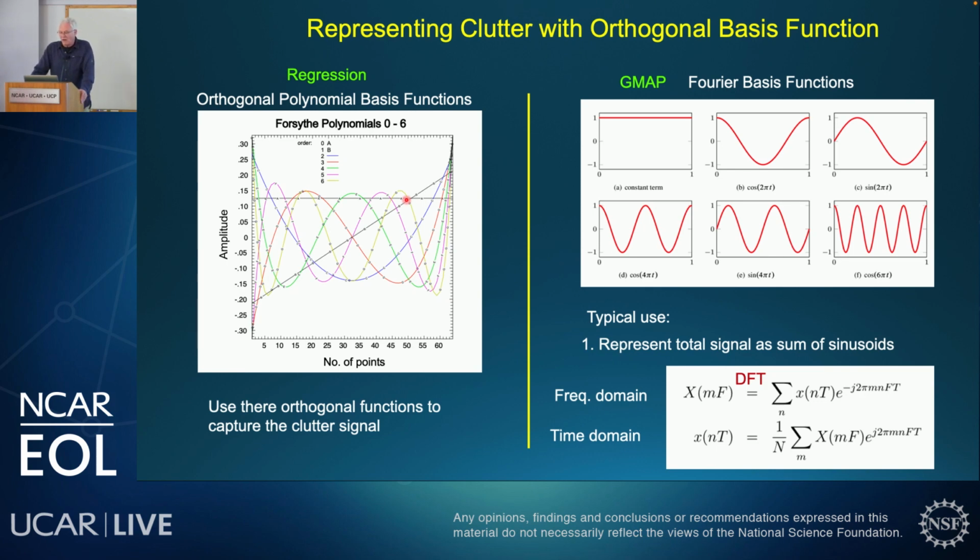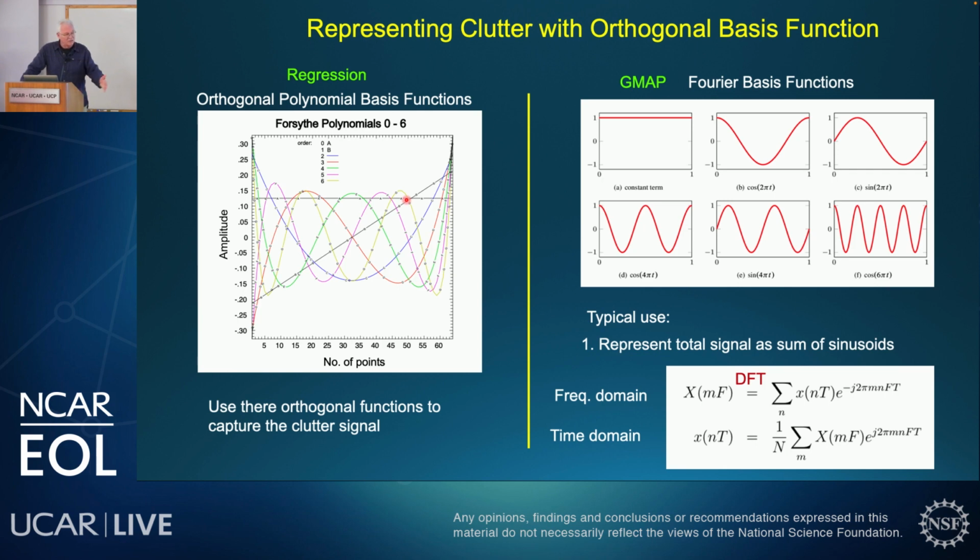Representing clutter with orthogonal basis functions, because you always want to use orthogonal basis functions. On the left are the functions we use, or I use, or our group uses for regression filtering. They're orthonormal polynomial basis functions, and they are the Forsythe polynomials, which have only been around since 1957, when the paper on this was published. So it's not like this is real sparkling new technology. And so I'm just showing the first seven basis functions, and we are going to represent the clutter using those basis functions, okay?